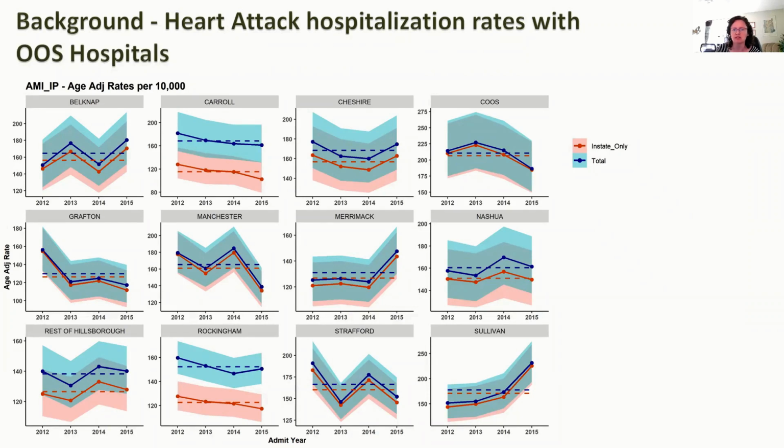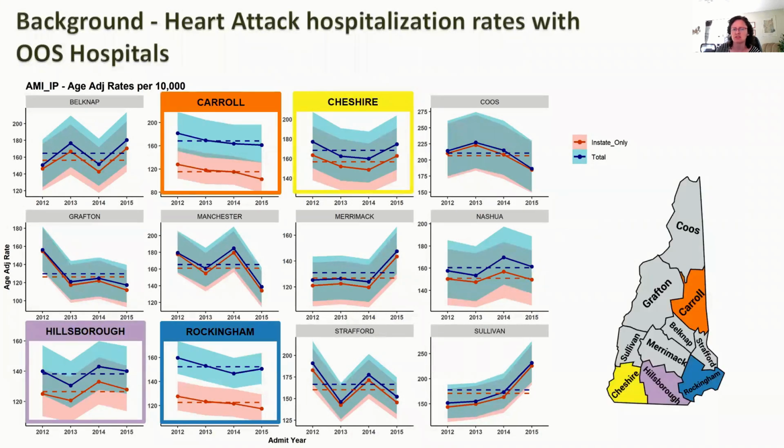And we can see how some counties have a fairly large difference in rates when we are able to include these out-of-state hospitals. And these are counties that are near state lines. Rockingham is a southern county bordering Massachusetts, and Carroll is an eastern county bordering Maine. And you can imagine that if we broke the geography down into communities that are within the counties, some communities will be even more affected by the inclusion of out-of-state hospitals.